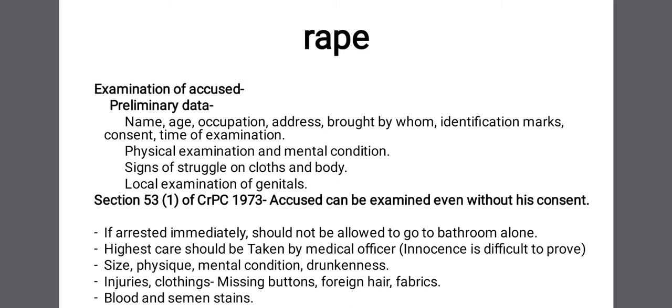So again, examination of the accused, you should go for preliminary data. All the preliminary information should be collected from the assailant or that suspected person. So his name in full, age, occupation, address, who brought that person to the hospital for examination, either police or whoever the attending person is. The name of that person should also be recorded. Then identification mark, whether there is any identification mark on the body, either any congenital mark like mole or any scar of the old injury, like that, any identification mark on the body.